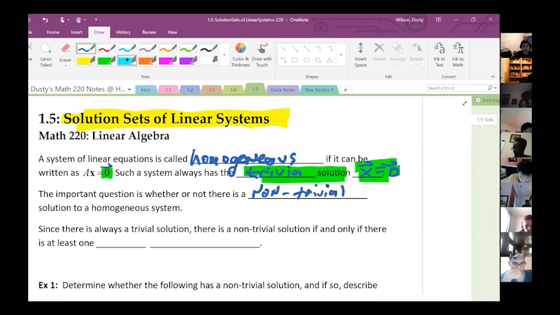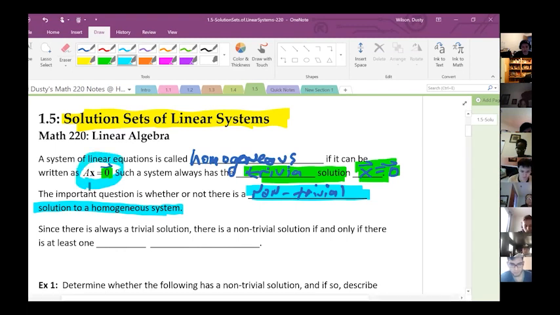This phrase right here, non-trivial solution to the homogeneous system or homogeneous equation, you're probably going to hear 20 times, 50 times, 100 times in this class. This particular phrase is going to come up over and over, and all it's saying is, are there x's that are not 0 that are solutions to that equation? Since there's always a trivial solution, there is a non-trivial solution if and only if there is at least one free variable.